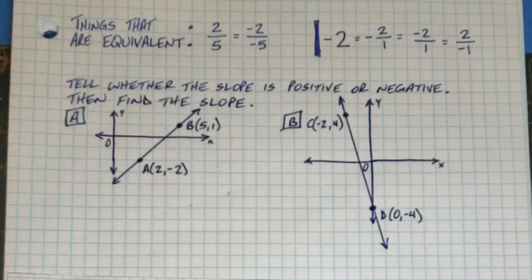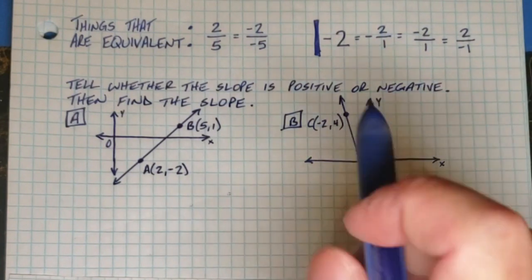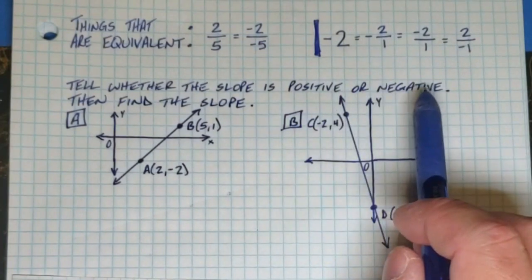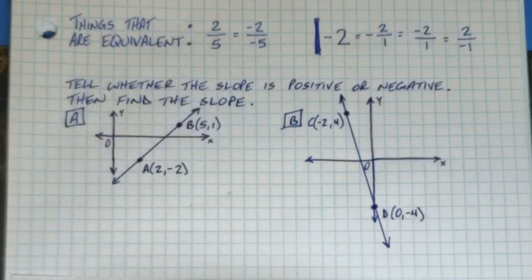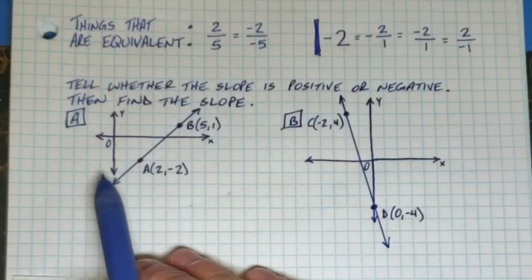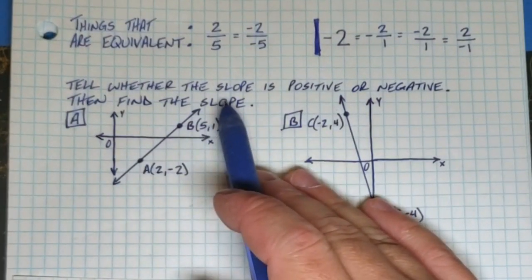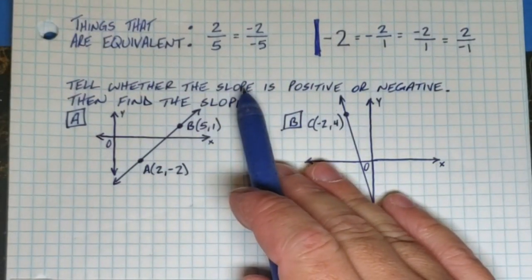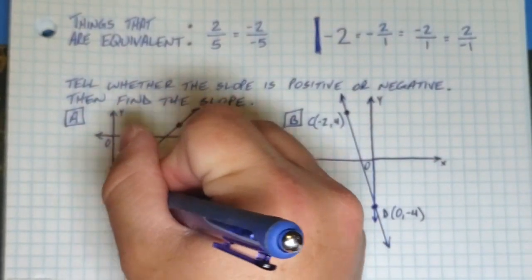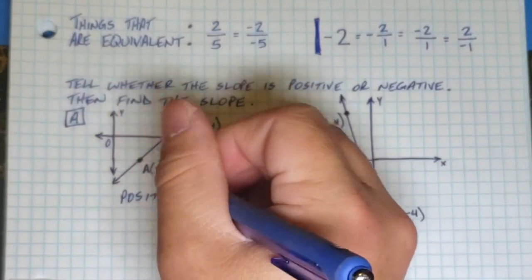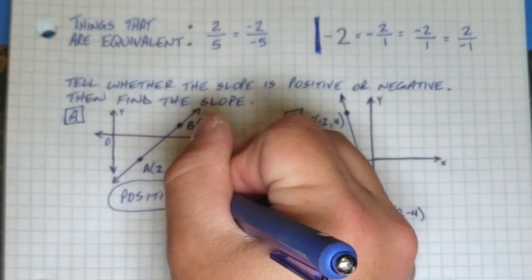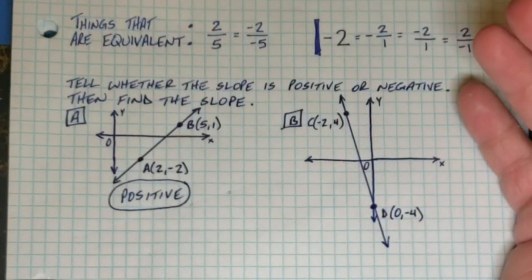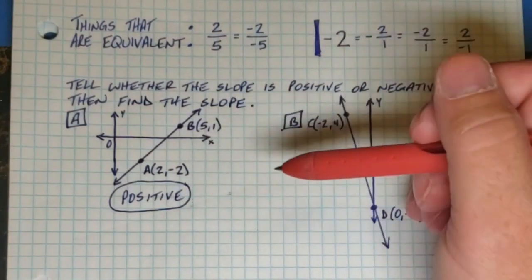So now we're going to get into actually finding the slope of a line. The instructions for these two problems say to tell whether the slope is positive or negative, then find the slope. So there will be two answers here. First let's look at letter A, this line AB. What did we say about a line that went up from left to right? Hopefully you remember that we said that that was a positive slope. So there's our first answer. Now we actually have to find the slope of this line. So you pick one of the 2 points. It doesn't matter which one. Either way, the answer should wind up being positive.